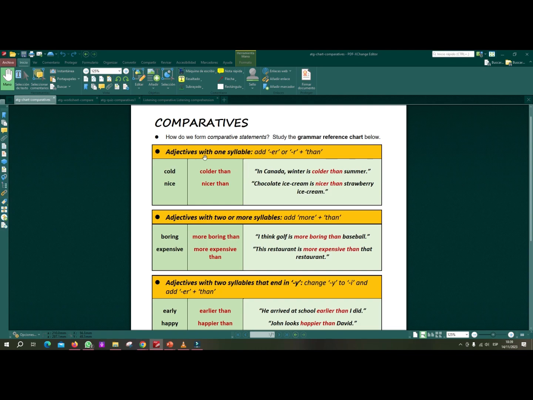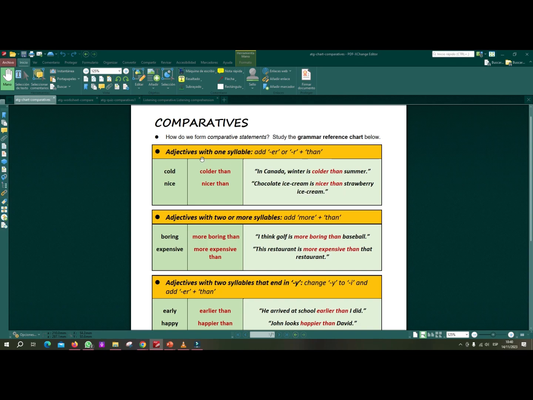Here you have adjectives with one syllable. Add er or r, plus than. Cold, colder than. Nice, nicer than. In Canada, winter is colder than summer. Chocolate ice cream is nicer than strawberry ice cream, right?